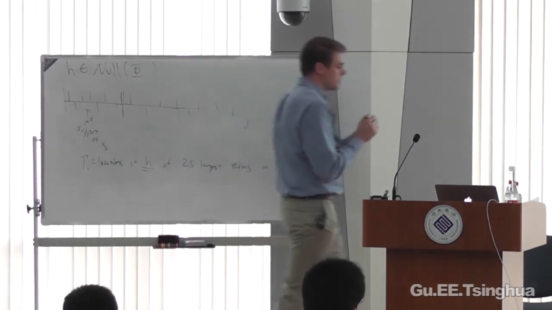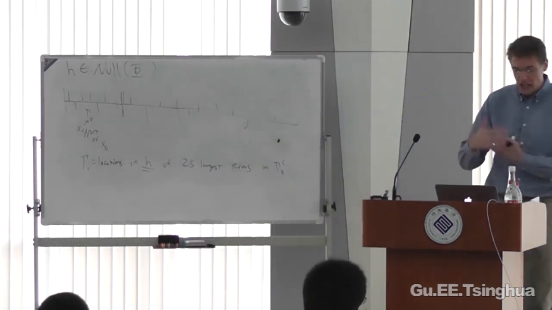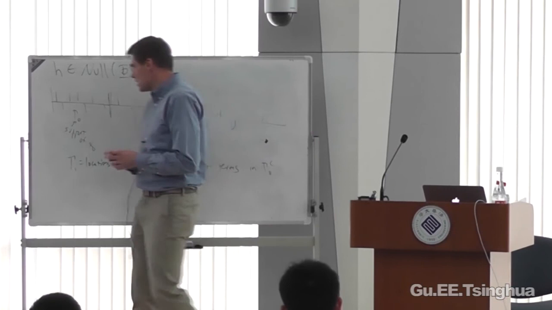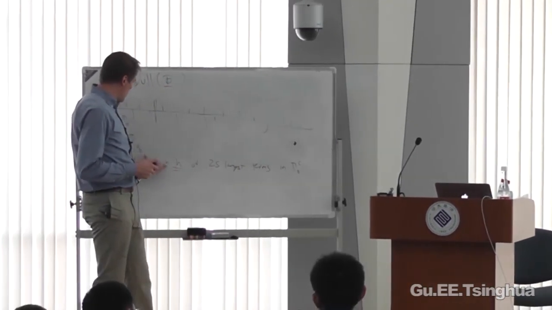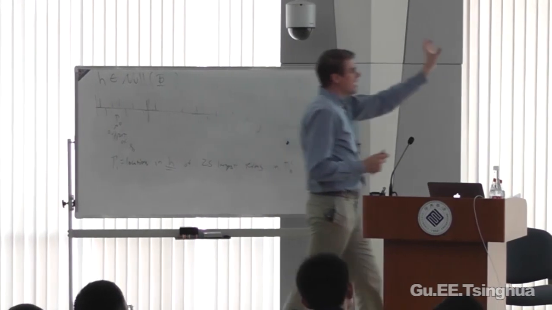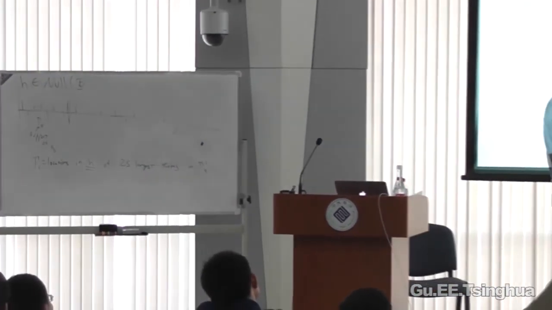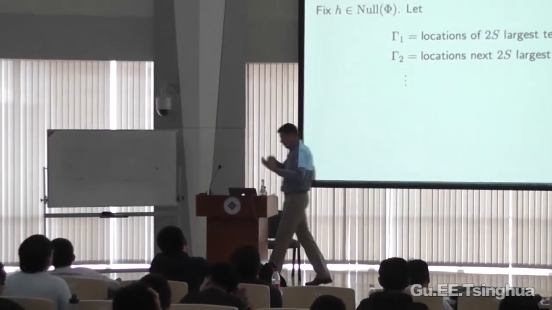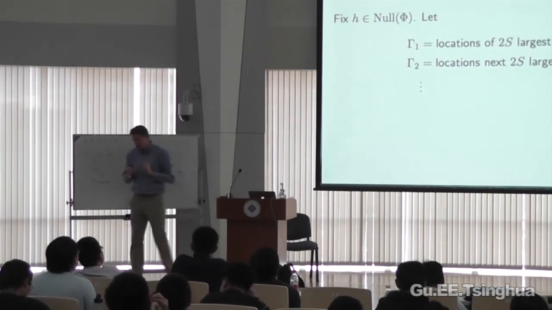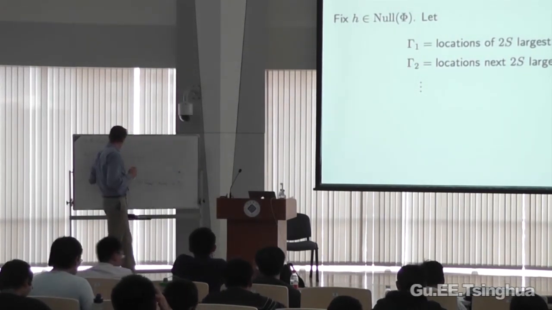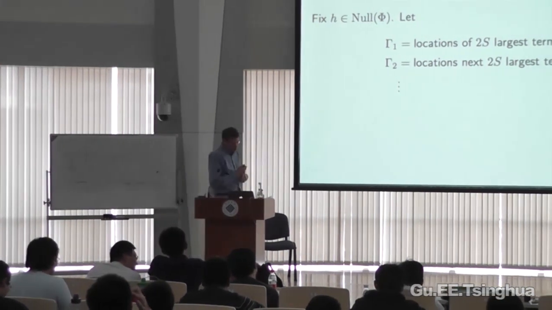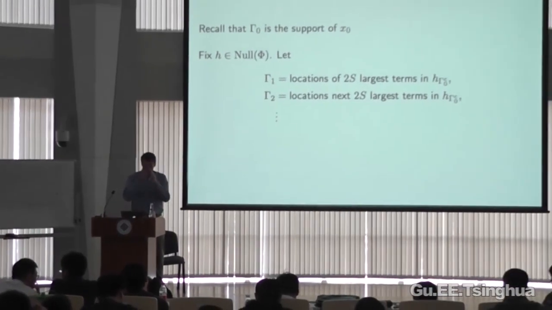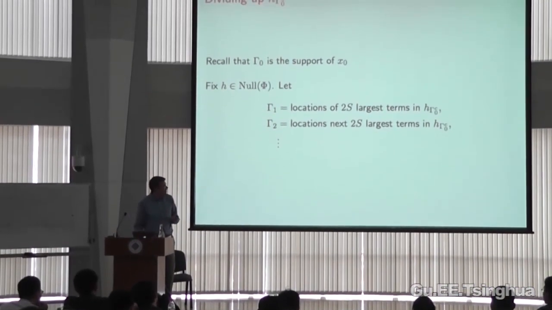Right? And then gamma 2 is the locations of the next 2s terms. So the idea is, as you might be able to start guessing by now, if I divide this up, no matter what h is, if I look at it restricted to each of these sets, phi has to preserve its energy on the sets, if I say phi has this restricted isometry property. It also has to preserve it on the union of gamma 0 and gamma 1. So that's basically how this is going. h is just some vector in the null space, and all we do is reorder it from biggest to smallest and label it like this.